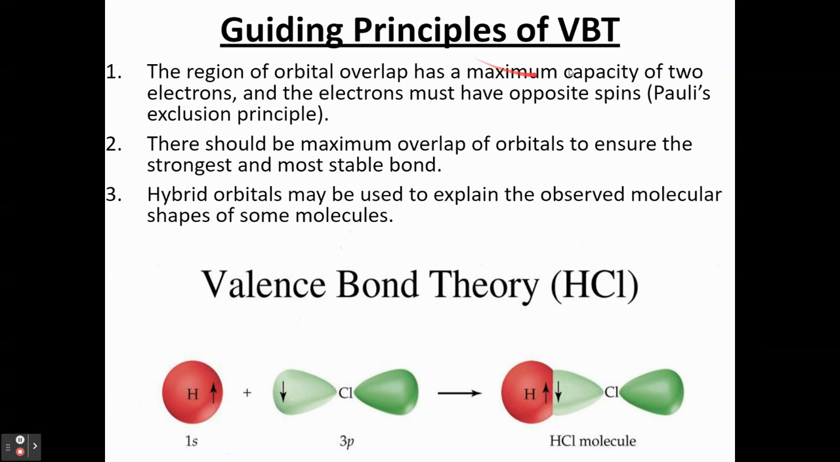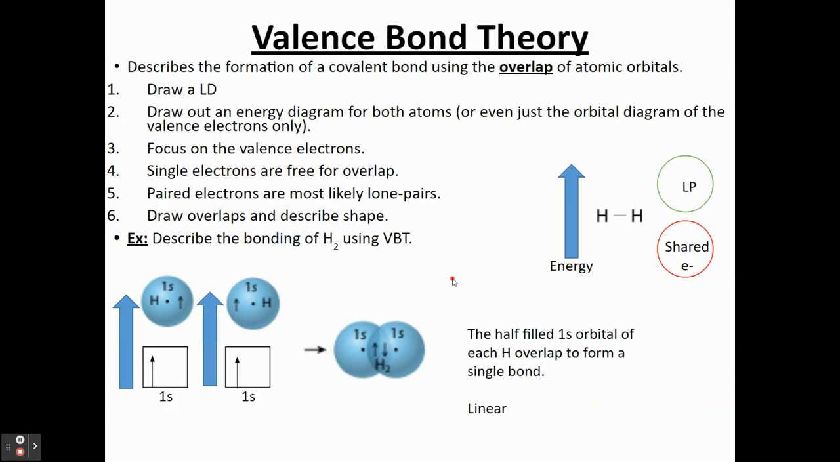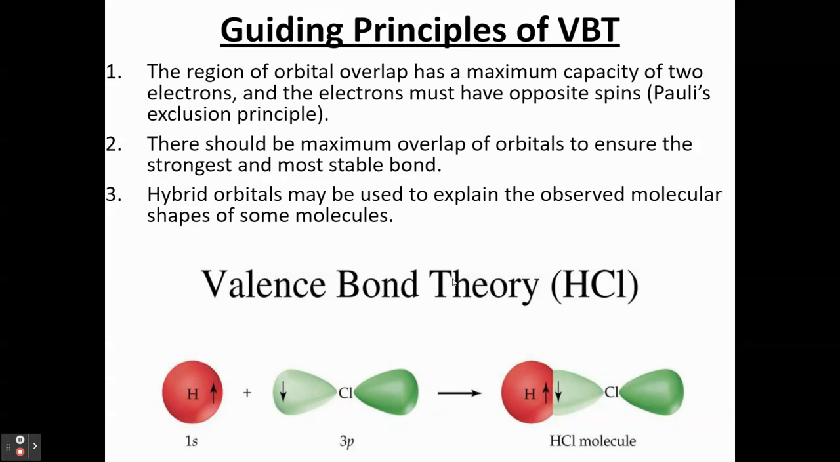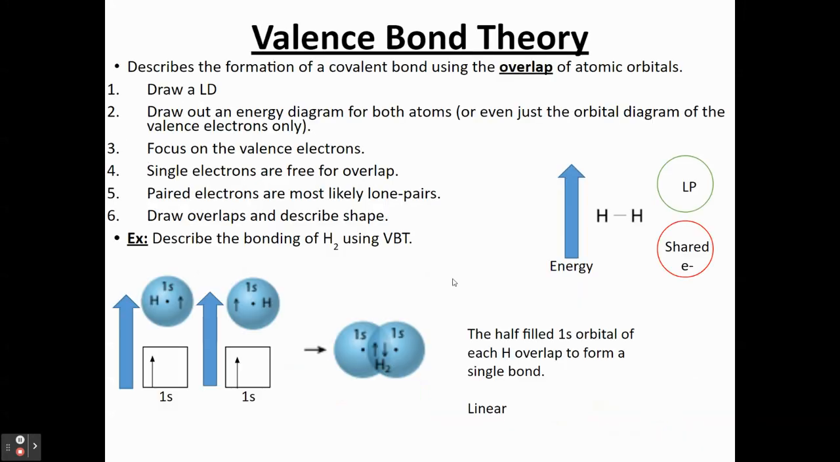Now, when we look at valence bond theory, we really want to focus on overlap being the concept of the bond with some maximum overlap for maximum stability. And we're going to see in some situations that our overlap may not be enough to explain how bonding happens. So we're going to have to throw in another concept in there called hybridization. But for now, we're going to focus on simple valence bond theory, how to represent it, how to draw it.